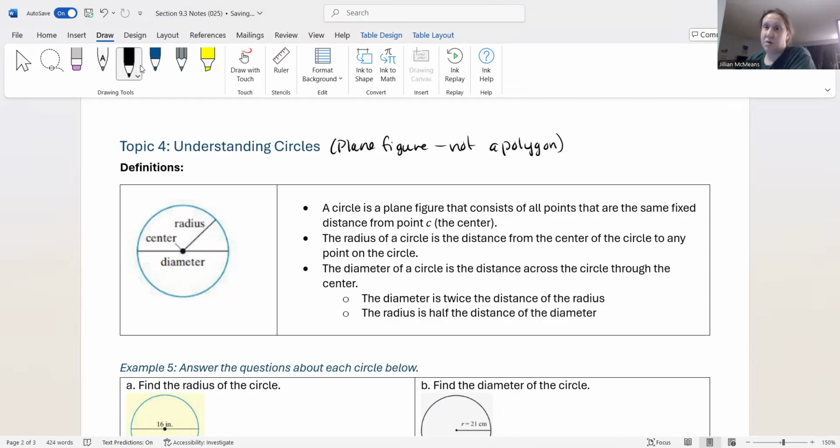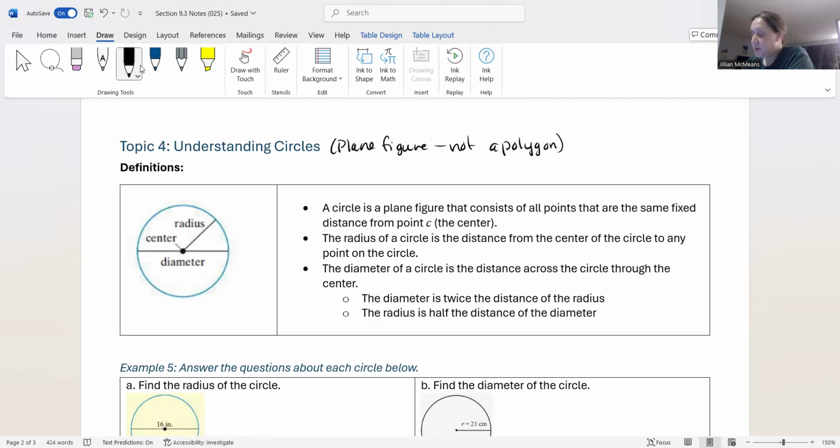Polygons are specifically made up of line segments that meet at endpoints. When you're dealing with a circle, there aren't different sides. You can't say there are 4 sides to a circle or 10 sides to a circle. There are infinitely many sides to a circle if you want to get technical. So we can consider a circle a plane figure. It's flat, it lives on a plane, but it is not a polygon.